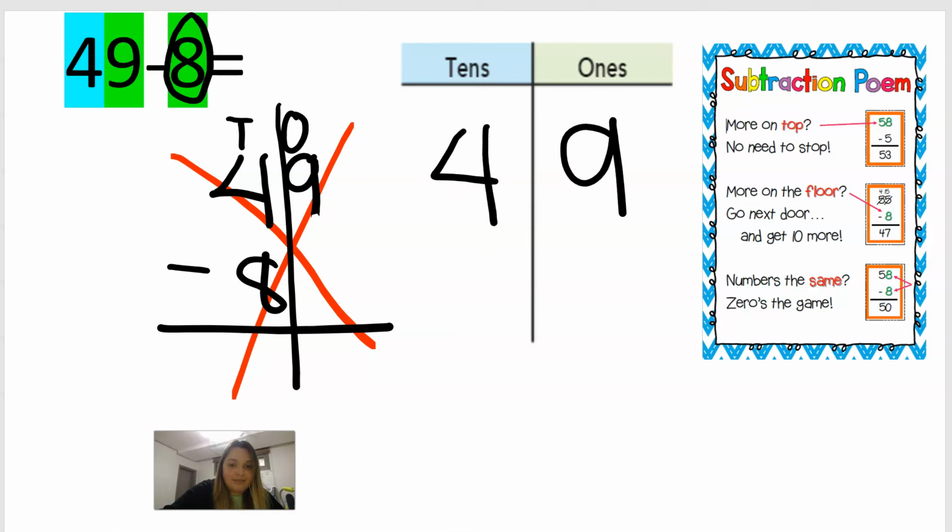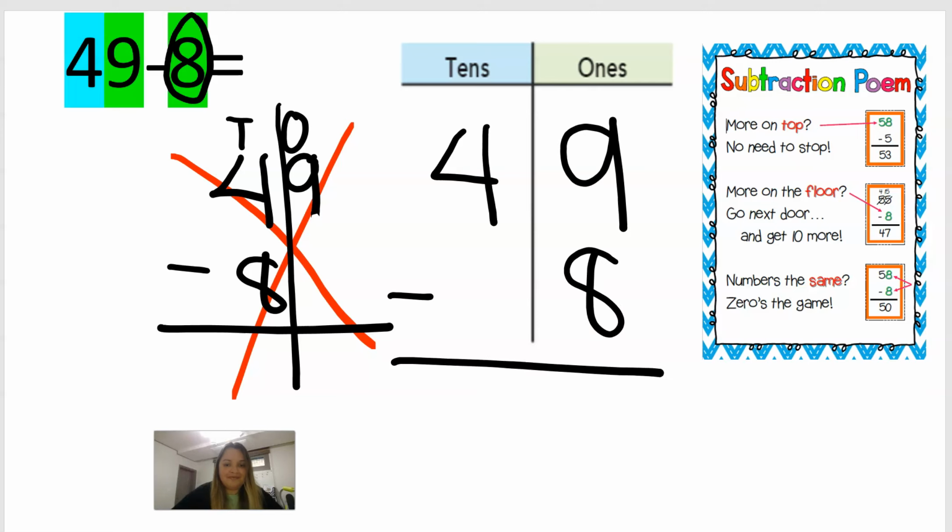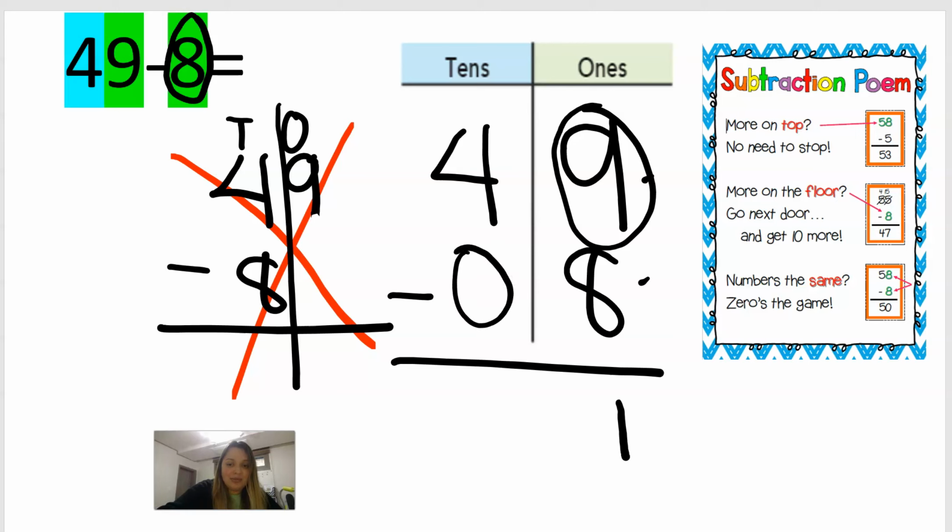49 minus 8. Okay? So now that we have done this, now we can subtract. More on top? Yes, there's more on top. No regrouping needed. So 9 minus 8 is equal to 1. And 4, wait a minute, there's nothing there. Which means that if there's nothing on the tens, that means it's a 0. So 4 minus nothing is equal to 4.